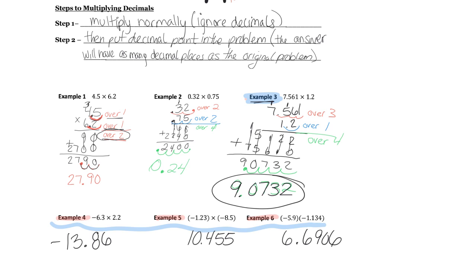Here's the work for example 3. We went over 3 the first time, over once the second time. So in total, we move over 1, 2, 3, 4. Our answer is 9.0732. Example 4 should be negative 13.86. Example 5, it's a negative times a negative, so it's a positive. That's 10.455. Example 6, negative times negative. That one you had to move 4 decimal places. Just be really careful that you're counting the right number of decimal places. All right, that's on your homework.